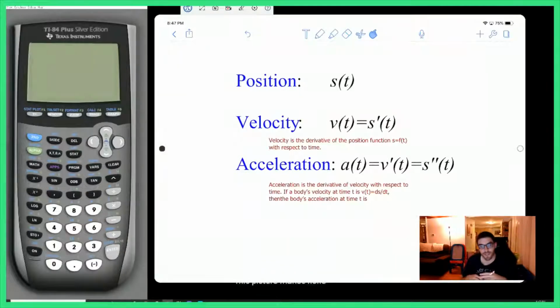Okay, so let's keep moving. We've got position, velocity, and acceleration. Of course, as we go deeper, we're taking an extra derivative. Velocity is the position's derivative, and acceleration is the position's second derivative, or the velocity's first derivative. Just know notationally, for position we usually use x of t or s of t, for velocity we use v of t, and for acceleration we use a of t.